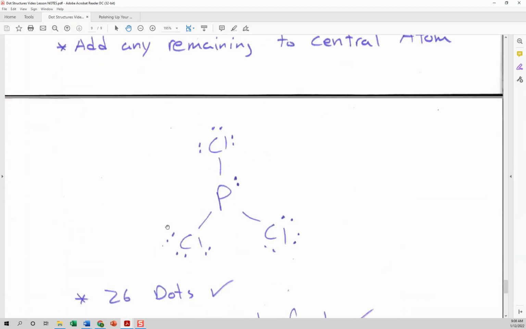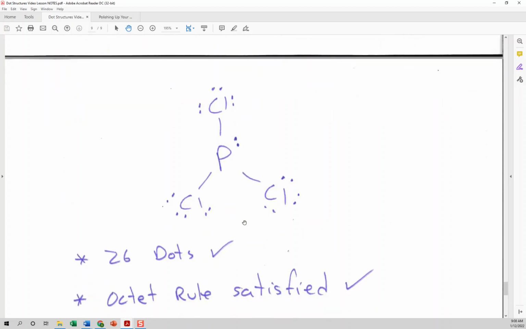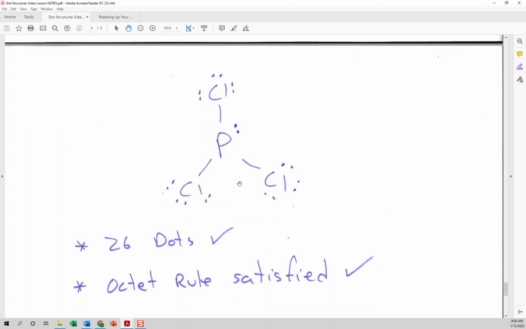So there we go. We have our dot structure. It has 26 dots now. We have 8, 8, 8, and then plus 2. So we have 26 dots. Okay, now let's check on the octet rule. The octet rule is being satisfied for everything. 8 for each chlorine. And now with that lone pair, 2, 4, 6, 8 for the phosphorus. So octet rule being satisfied, check. Number of correct dots, check. So that's going to be our dot structure. And you can leave it there.